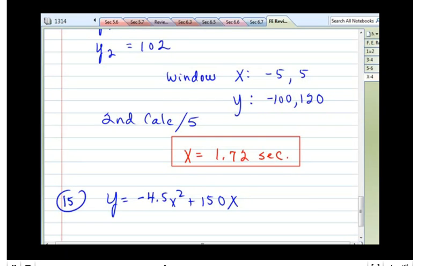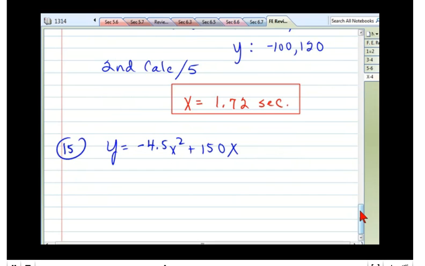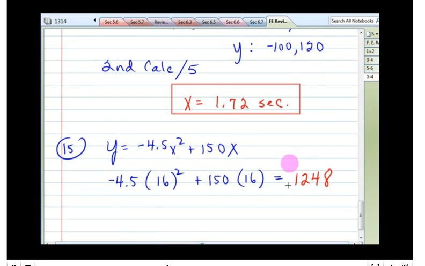You could do this a couple of ways. You could just do it on the home screen of your calculator, plugging in 16. It would just, you'd have negative 4.5 times 16 squared plus 150 times 16, and you'd get something. Or you could put it in the calculator grapher, y equals that, and go to table and find the y value for x equals 16. I think this is actually easiest. So see what you get. You should get 1248. Okay. So that's all you're asked to do on number 15.